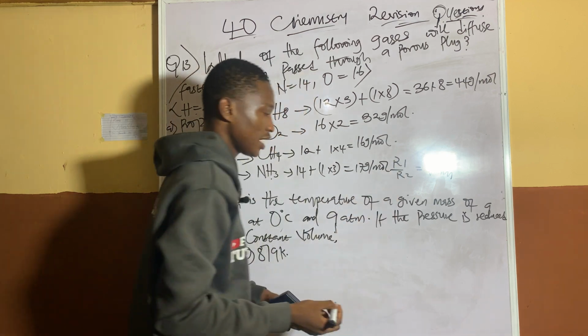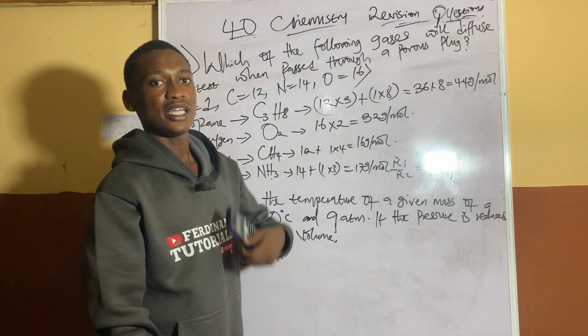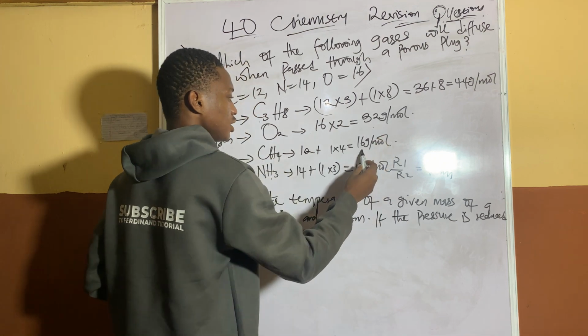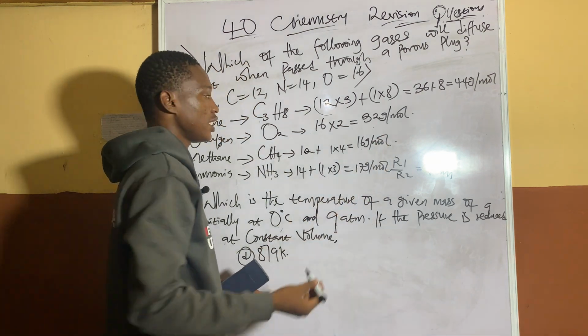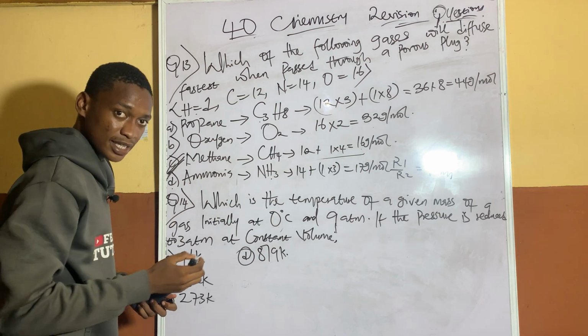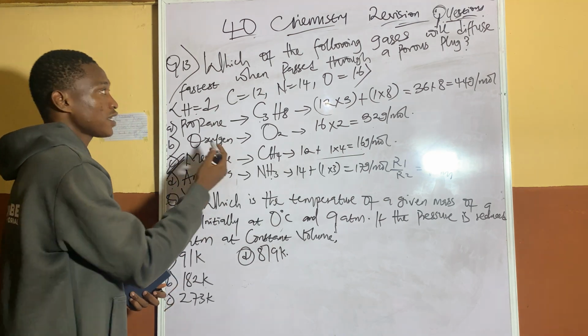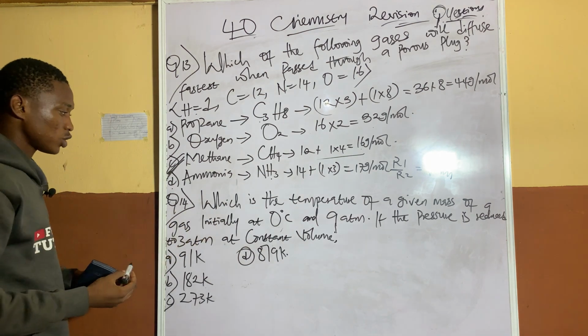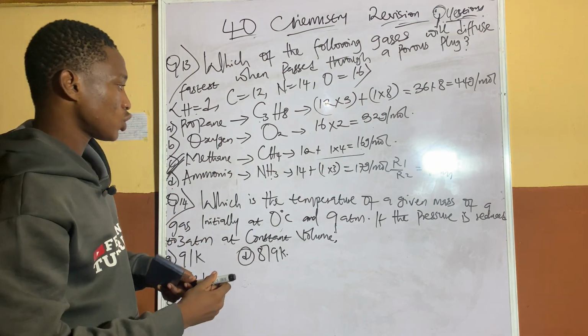According to what I said, the lesser the molar mass, the higher the diffusion rate. So here is 44, here is 32, here is 16, here is 17. Which one has the lesser molecular mass? It is methane. So the answer is methane. The gas that will diffuse faster here is methane. Good.